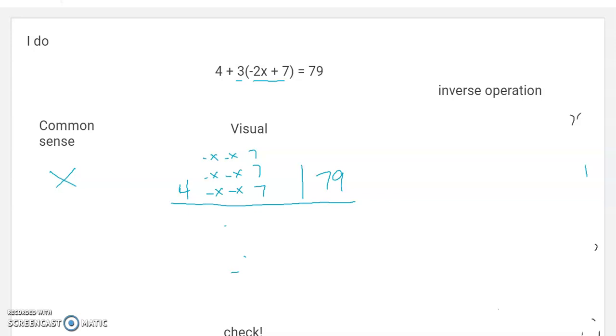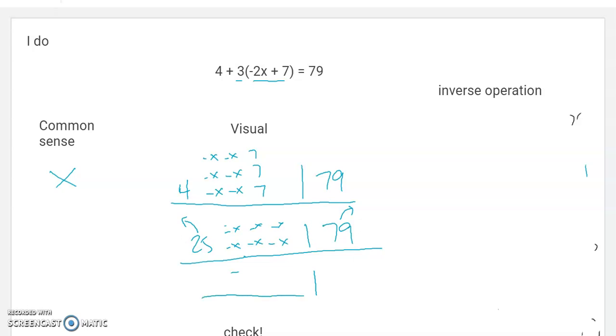7, 7, 7 is 21, plus 4 is 25, plus the 6 opposite of x's. And 79, and now I'm ready to solve this the regular old way. Take away 25, take away 25, that would be 75, 65, 55.